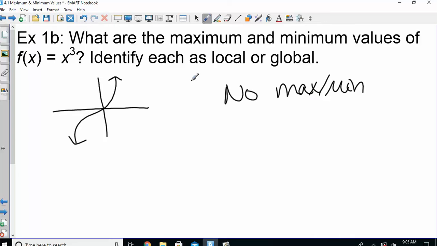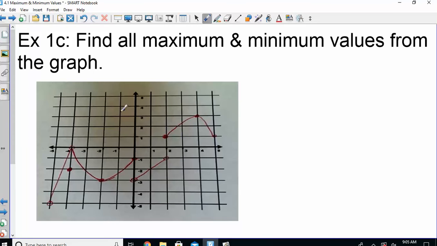Let's use a graph to identify these. And I apologize, my projector is so awful you can't even see my graph up here. Can you guys see the one on your paper better?